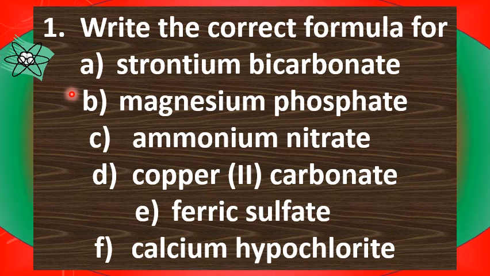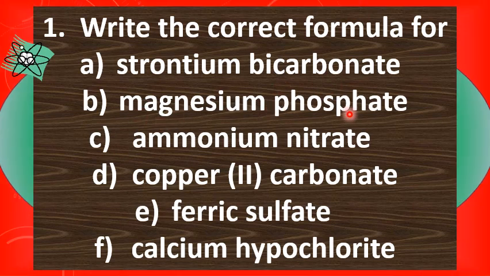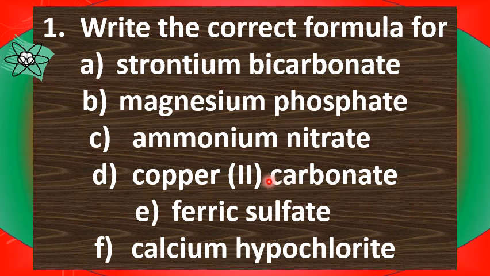Question number 1. Write the correct formula for letter A, strontium bicarbonate. Letter B, magnesium phosphate. Letter C, ammonium nitrate. Letter D, copper(II) carbonate. Letter E, ferric sulfate. And letter F, calcium hypochlorite.